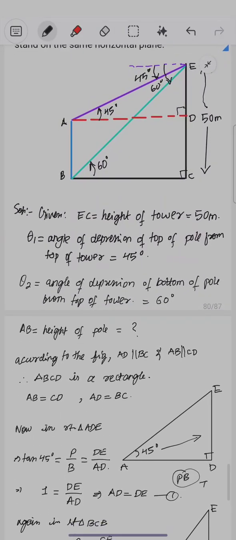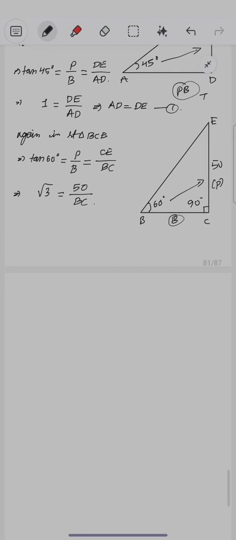BC will be equal to AD because ABCD is a rectangle. So now, root 3 BC is equal to 50. This is equation number 2.